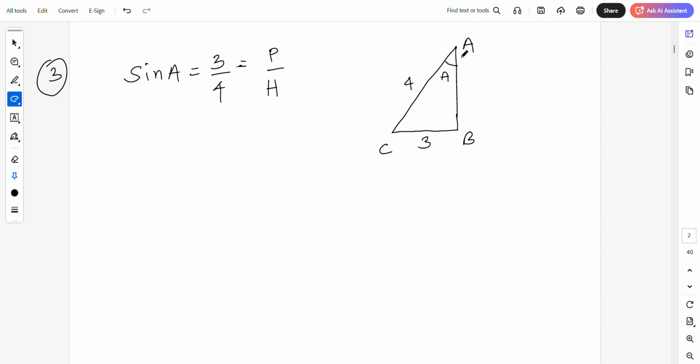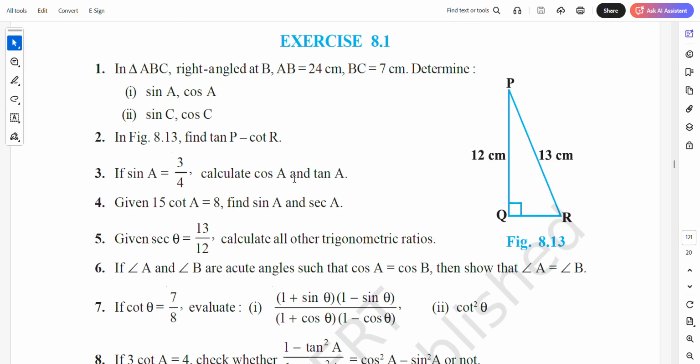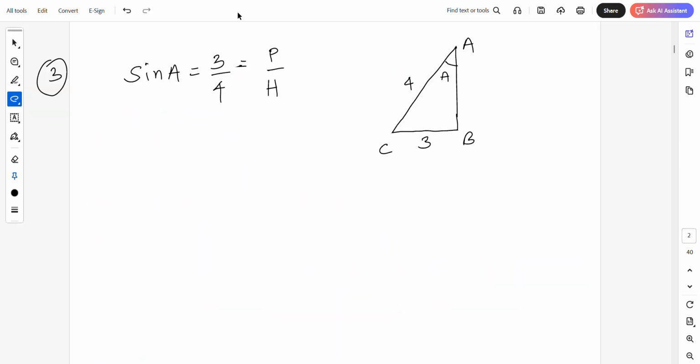We are supposed to calculate AB. How to calculate AB? Because we are supposed to calculate cos A and tan A, for that we require the length of AB. This is 3, this is 4.